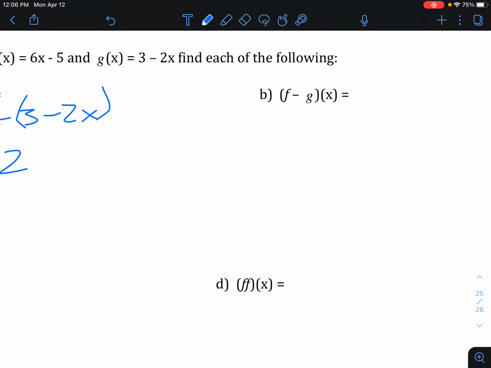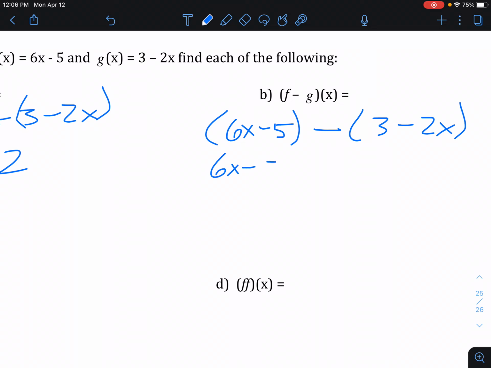In letter B, we want to do f minus g. And subtract like terms here. 6x minus -2x. That would change to 6 plus 2 for double negatives. So that would be 8x. And then the constants, -5 minus 3 would be -8.